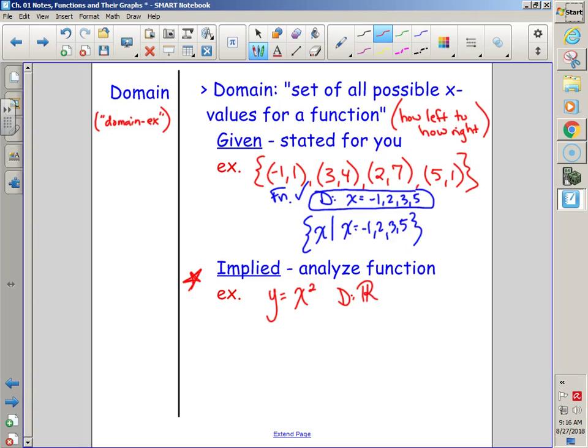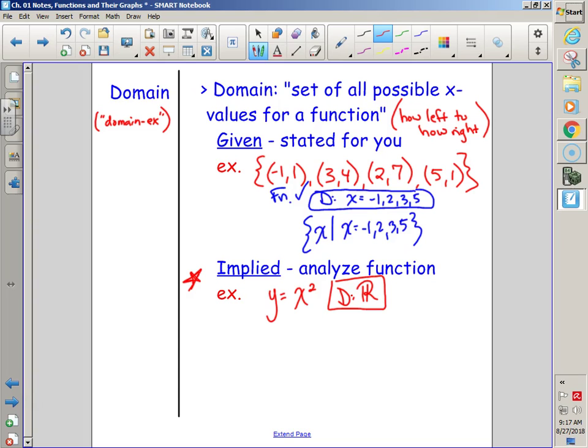Have you guys seen the notation? Okay. You can do set builder notation, all values x such that x is within all real numbers. You can actually say the statement all reals or all real numbers. But it's implied based on the function.